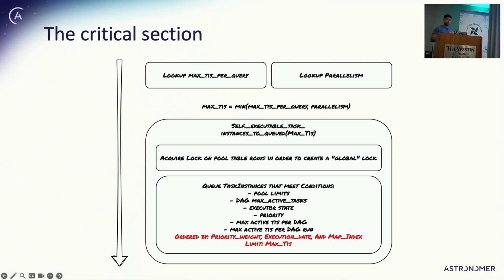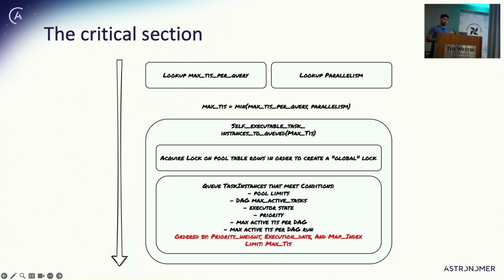The first part of the critical section is a lookup to figure out how many task instances we should examine exactly. This is done by taking the minimum of either the max TIs per query parameter or the parallelism value in the Airflow configuration if max TIs per query is set to 0, which essentially means infinity, or parallelism in this case. Then we enter the queuing process itself.